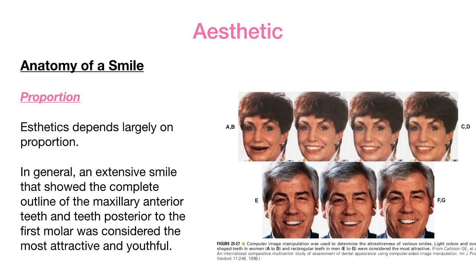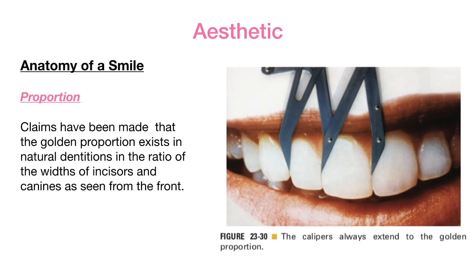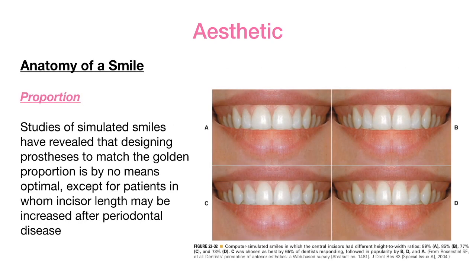Try always to understand the proportions also, because aesthetics depends largely on proportions. Anything that we see as very nice depends on perfect proportion or golden proportion. The posterior to the first molar was considered the most attractive and youthful. This is the anatomy of a smile. The caliper always extends to the golden proportion. I talked about this in my previous lecture on digital smile design, how to do smile analysis, and how to make the proportions of the smile.